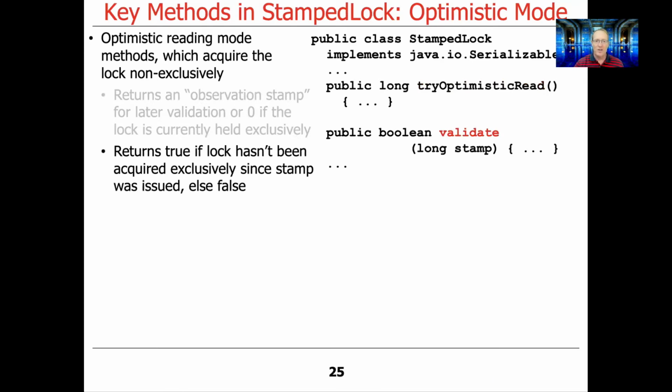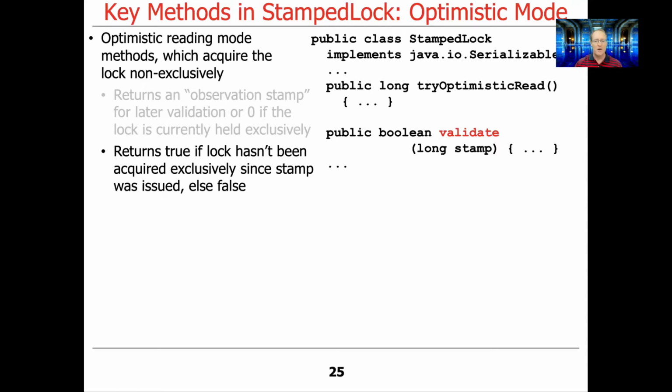The other method that's part of this protocol is called validate. And validate returns a Boolean, and it will return true if the lock has not been acquired exclusively since tryOptimisticRead issued the optimistic read stamp. So if nothing has changed, if there's not been a successful write lock acquisition between the point where tryOptimisticRead was called and where validate is called, validate returns true and everything's fine because nothing was changed.